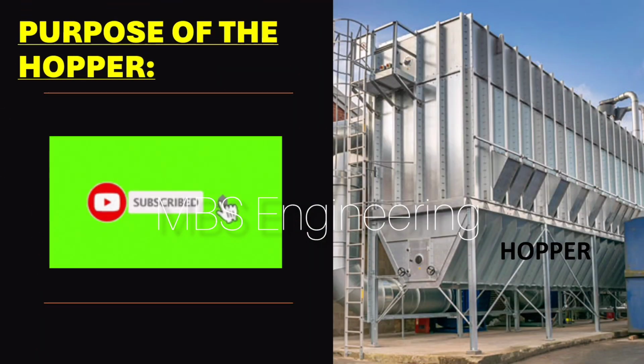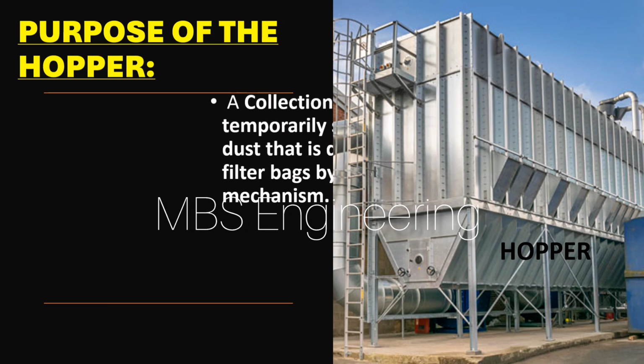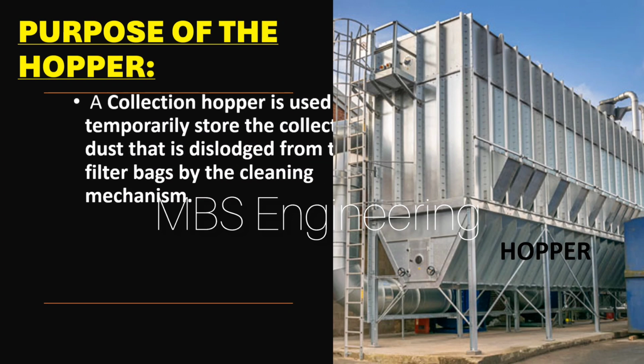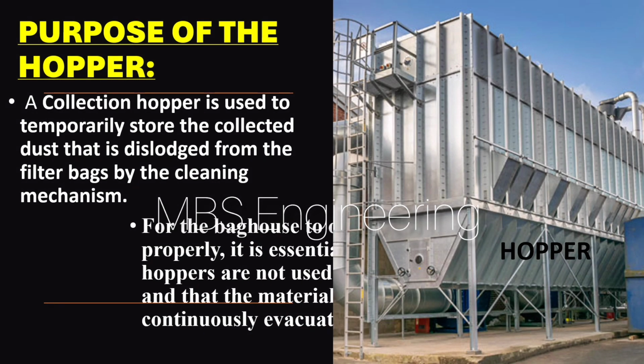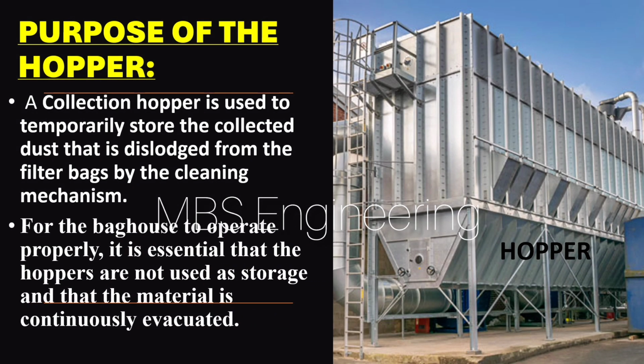Next, we are going to understand the purpose of the hopper. A collection hopper is used to temporarily store the collected dust that is dislodged from the filter bags by the cleaning mechanism. For the baghouse to operate properly, it is essential that the hoppers are not used as storage and that the material is continuously evacuated.